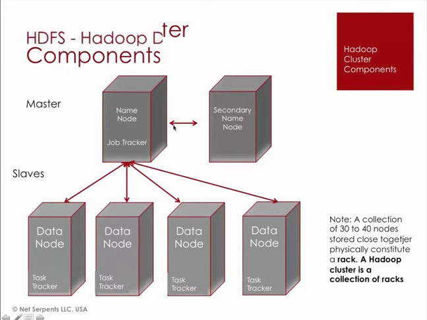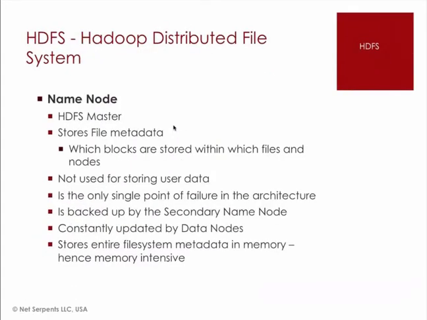So you were talking about here about the name node. So this is what it's specifying. It contains metadata about the blocks and all which are stored in other data nodes. It's backed up by the secondary name node. It's constantly updated by the data nodes, which means the data nodes actually keep sending information to it.